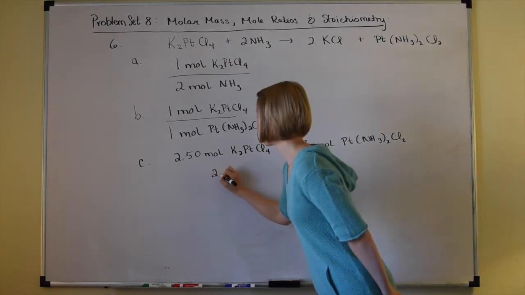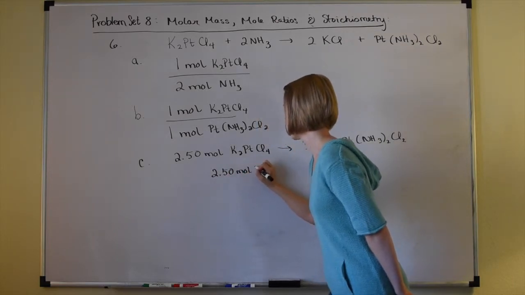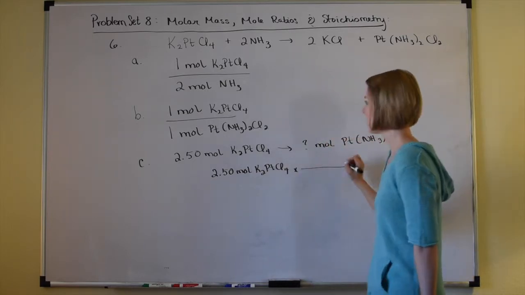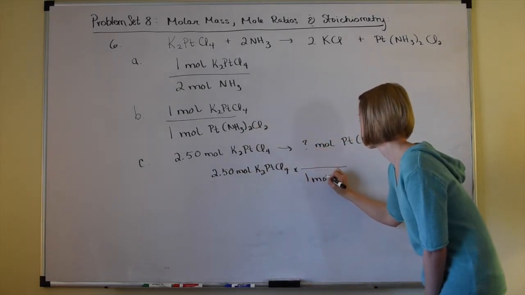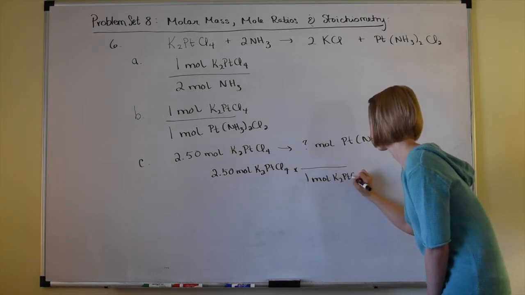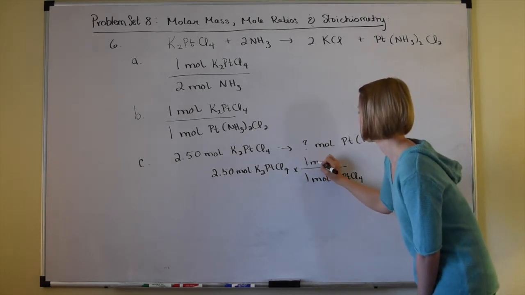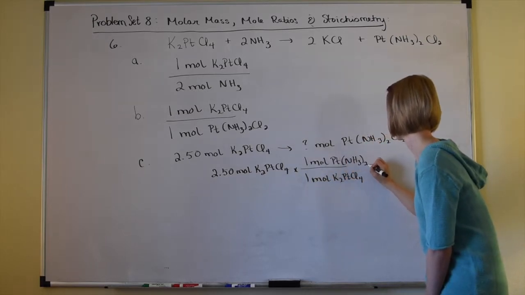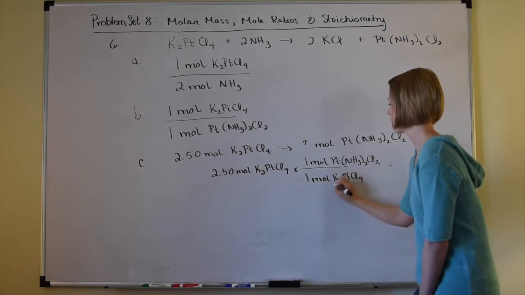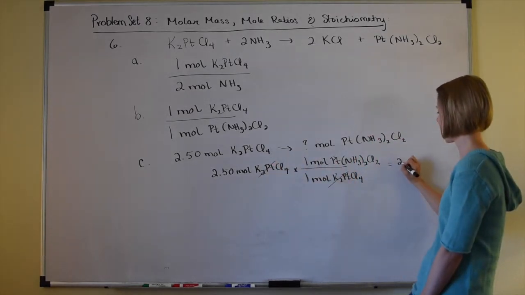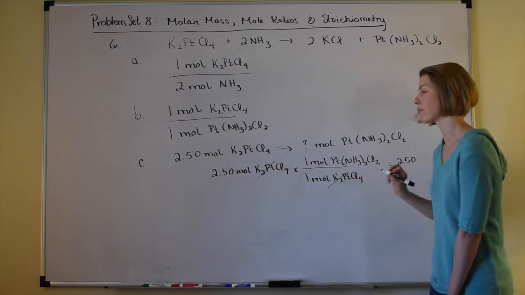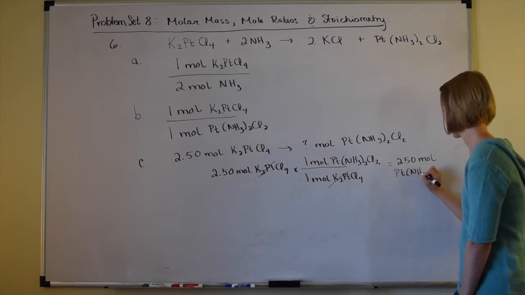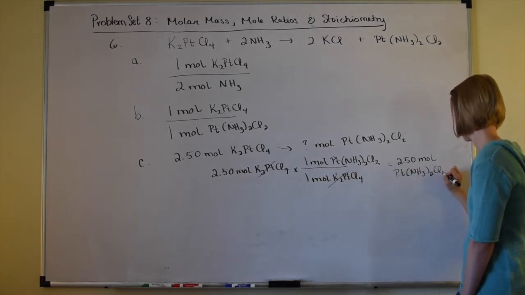Okay, so my 2.50 moles of the potassium tetrachloroplatinate, for every 1 mole of the potassium tetrachloroplatinate, I'm going to make 1 mole of the cisplatin. Okay, so you're just multiplying by 1, dividing by 1, so your answer does not change. You're going to make 2.50 moles of the cisplatin.